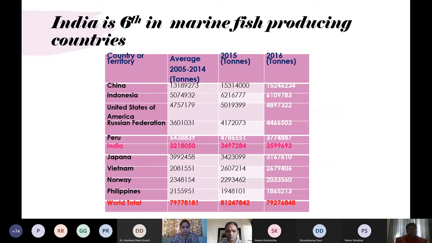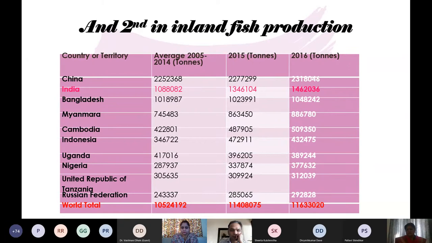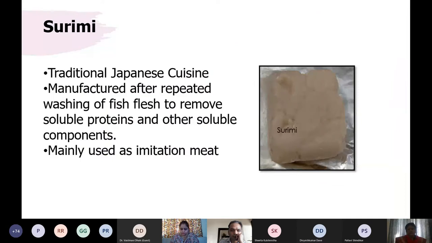If we see the world production, India is number 6 in marine fish producing countries after China, Indonesia, United States, Russian Federation and Peru. And we are second in inland fish production after China. So this is surimi. Surimi is fish meat. It's a traditional Japanese cuisine manufactured after repeated washing of the fish flesh to remove the soluble protein and other soluble components, mainly used as imitation meat. Surimi is mainly produced in India only for export purposes.